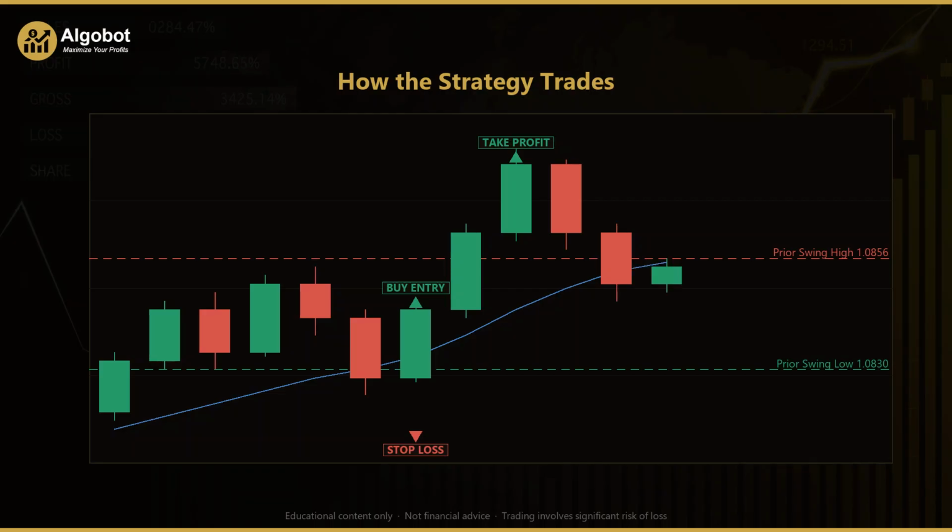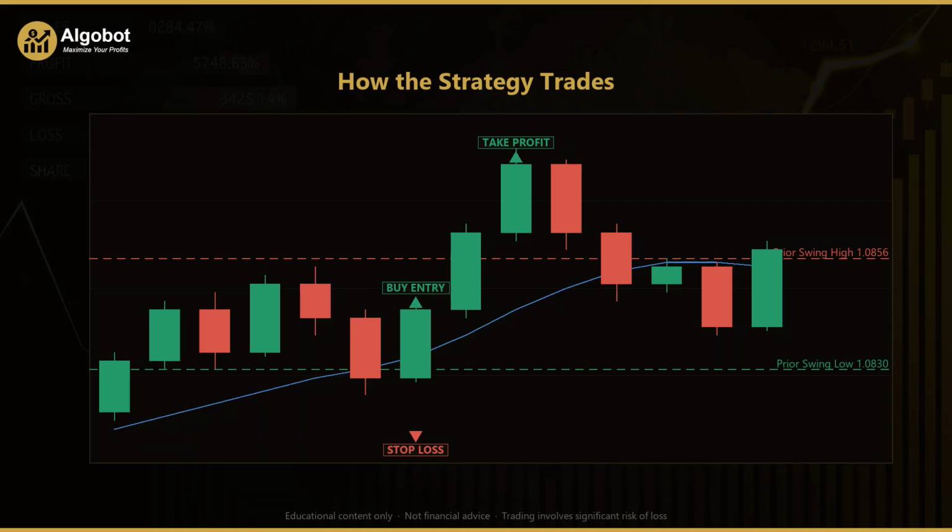Now the market rolls over, and watch the average. Price tops out, turns down, and slides below the blue line, which begins to slope lower. The trend filter now reads down, so the strategy shifts its attention to short setups only. On the way down, price carves out a lower swing high, the dashed red line marked prior swing high at 1.0856. This is the mirror image of what we just saw.